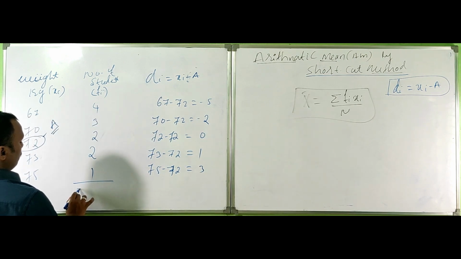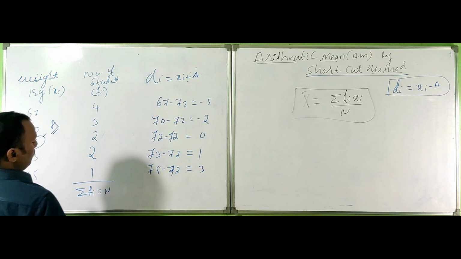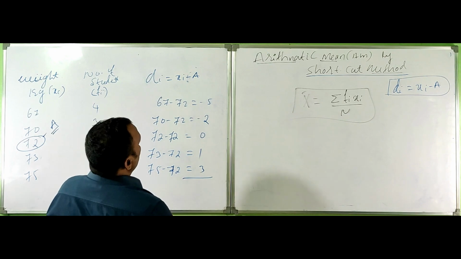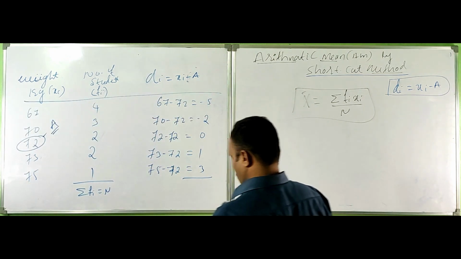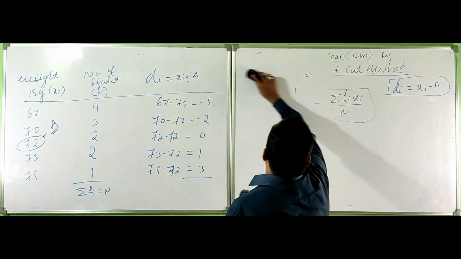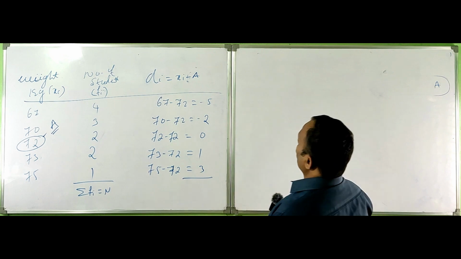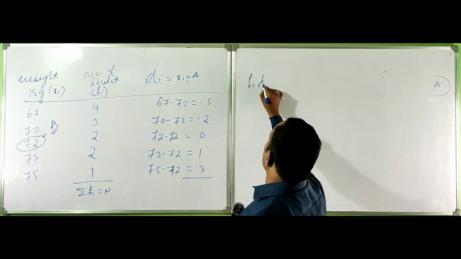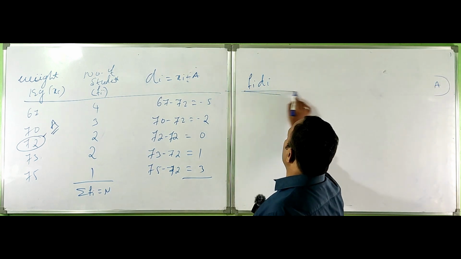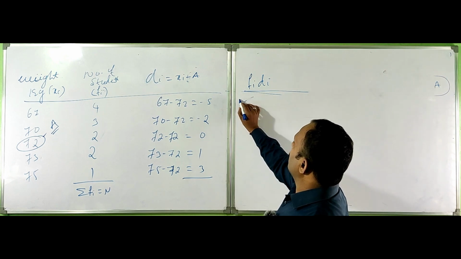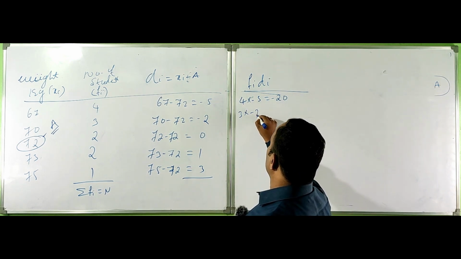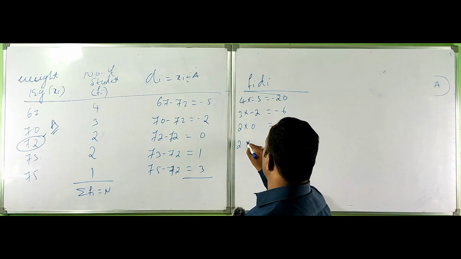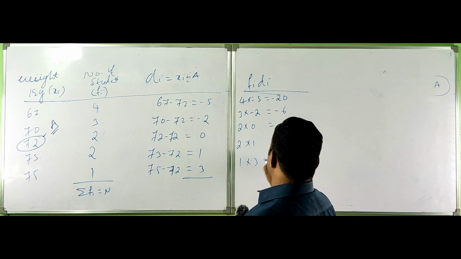We know summation of f_i is equal to n. Another term we need is the multiplication f_i d_i. f_i d_i is 4 into minus 5, which is minus 20. 3 into minus 2 is minus 6. 2 into 0 is 0, 2 into 1 is 2, and 1 into 3 is 3.